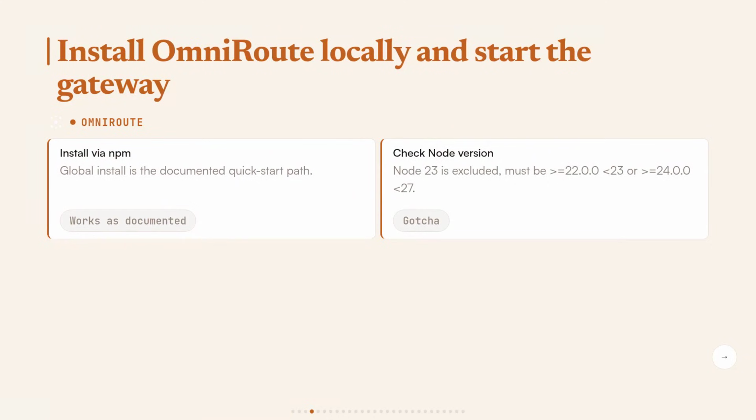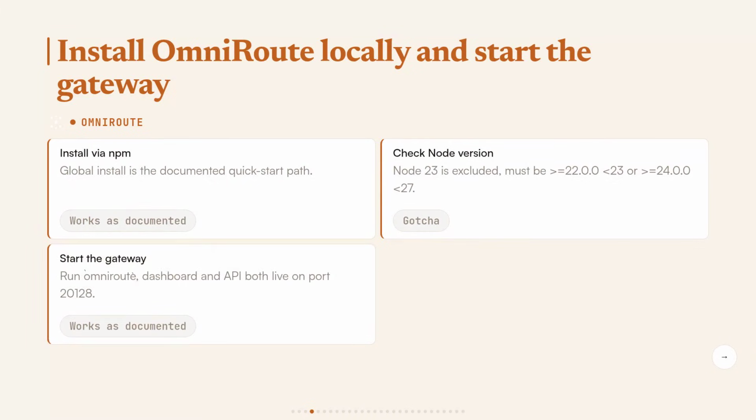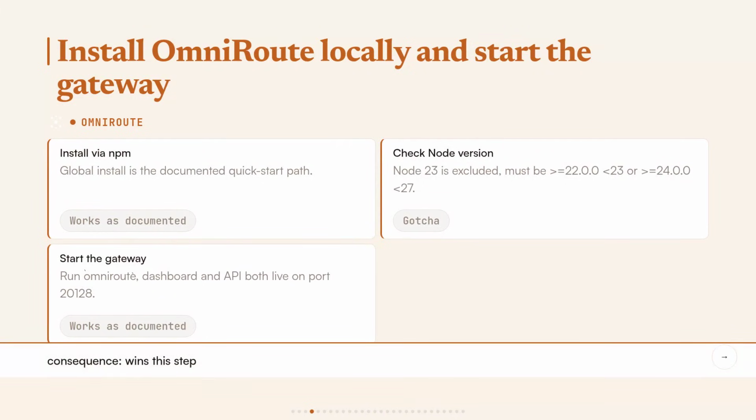And that node question actually matters. OmniRoute's own marketing implies it works with any node version. According to the official documentation, that's not quite true. You need node ^22, or ^23, or 24.0 through 24.7. Node 23 specifically is excluded. If you're sitting on node 23 right now, the npm path fails and Docker becomes your fastest way around it.